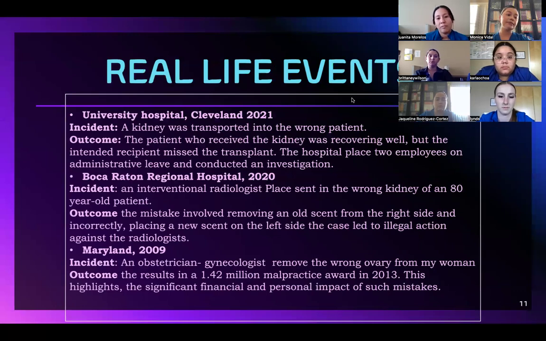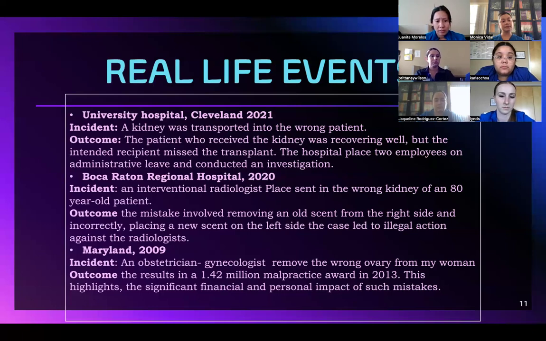And then here are some real events. In the University Hospital of Cleveland, 2021, there was an incident where a kidney was transplanted into the wrong patient. The patient who received the kidney was recovering well, but the intended recipient missed the transplant. The hospital placed 2 employees on administrative leave and conducted an investigation.